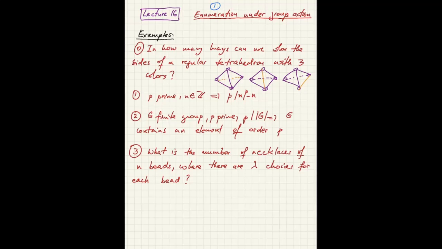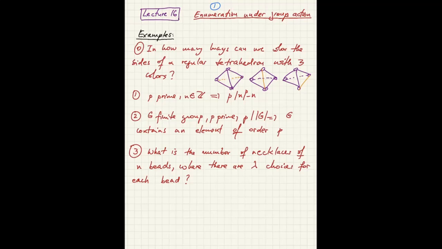In the pictures over there, we have 3 colorings in which we use 5 purple colors and 1 gold color. And all these colorings are considered to be the same because we can rotate or move the tetrahedron around to get it from one picture to the other. So the question would be, again, in how many ways can we color the sides of a regular tetrahedron using 3 or whatever number of colors we wish?